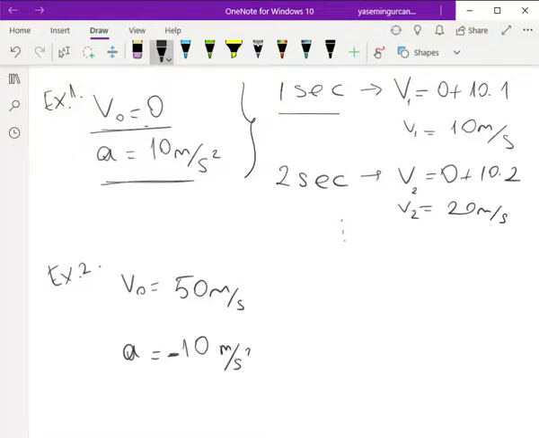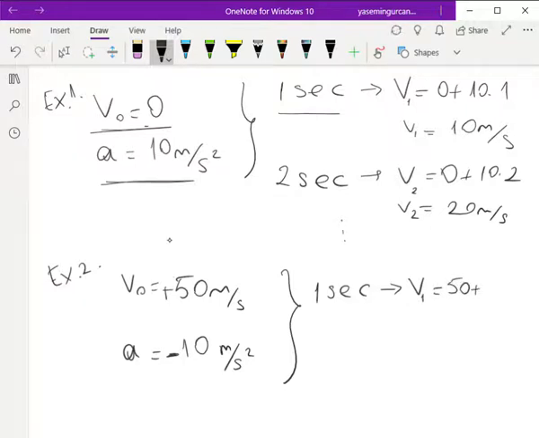Meter per second square. Once again, your velocity is going to change by 10 every second, but this time it is applied in the opposite direction, because the velocity is given as positive and the acceleration is negative. Therefore, it's going to affect your object in the opposite direction.